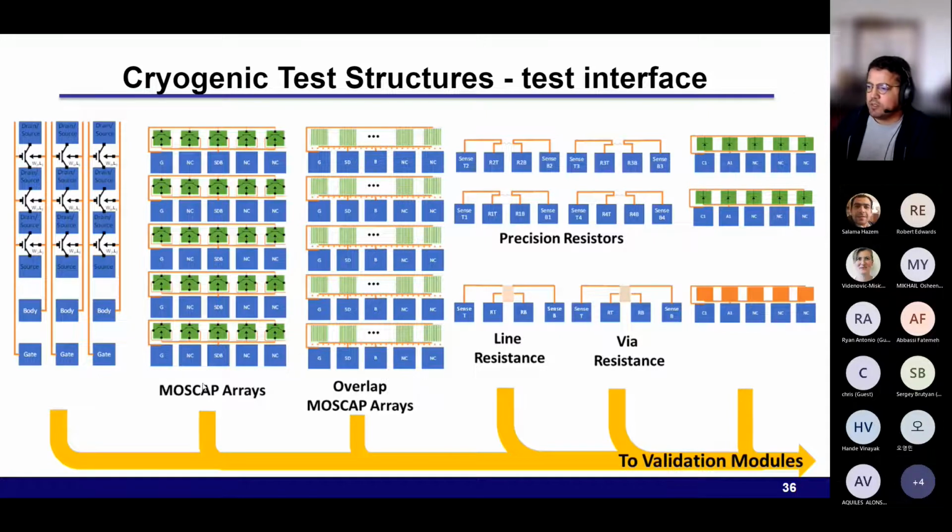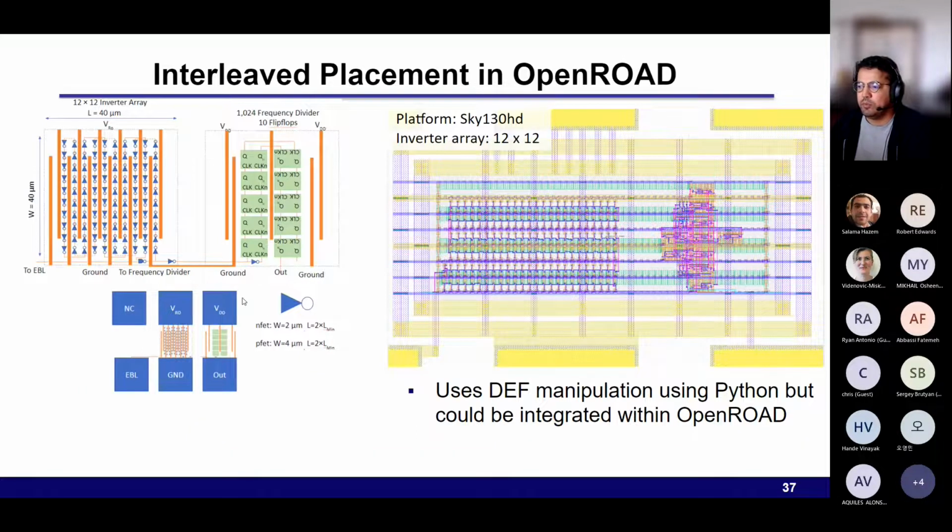So these are some of the structures, like line resistance and via resistance, which are fully automated. There's also the structure here where we use OpenROAD. We use DEF manipulation using Python, which can be integrated within OpenROAD. I think it's in the process of being integrated. But basically, the limitation here is that the ring oscillator needs to be interleaved to minimize the variability. And then you have a counter here that sits in a different region. We were able to do that using a Python script. It matches actually the PLL work we have been doing. And you can see that it's fitting between two pads, which is basically 40 micron here.